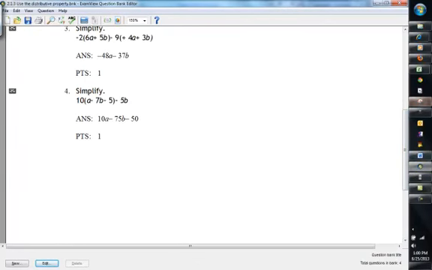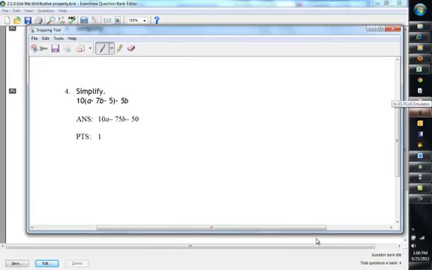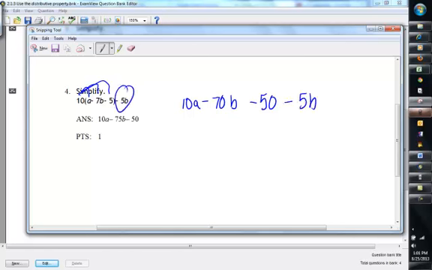Last one, we have a triple distribution. The 10 gets distributed all three of these places. So we have 10a minus 70b minus 50. But then we also have a minus 5b here at the end. Now we have two like terms there. So we have the 10a's first. We go alphabetically, so minus 75b's, and then minus 50.